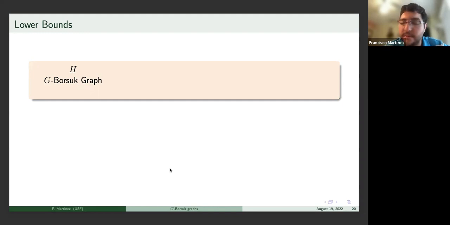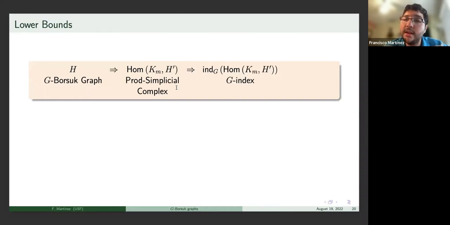So we start with the G-Borsuk graph. We associate to that a topological space. In this case, we're going to use the Hom-complex, which is a proto-simplicial complex. I'm going to explain that in a bit. Then we compute the G-index of this space, and that's the one that gives us the lower bound for the chromatic number.